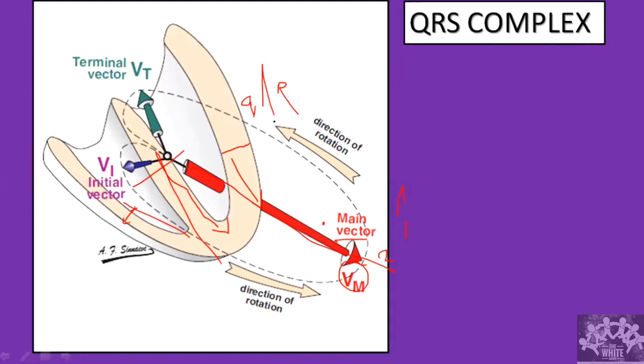And then from here, the impulse is going to go in the posterior direction. It is going to activate the base of the heart. The impulse is going away from the lead, so it is going to create a negative deflection. So this is the S wave. I'm sure we know what is Q, R, and S.